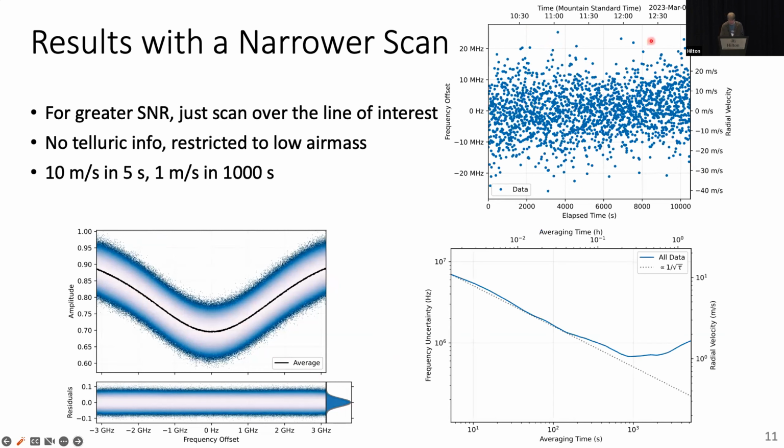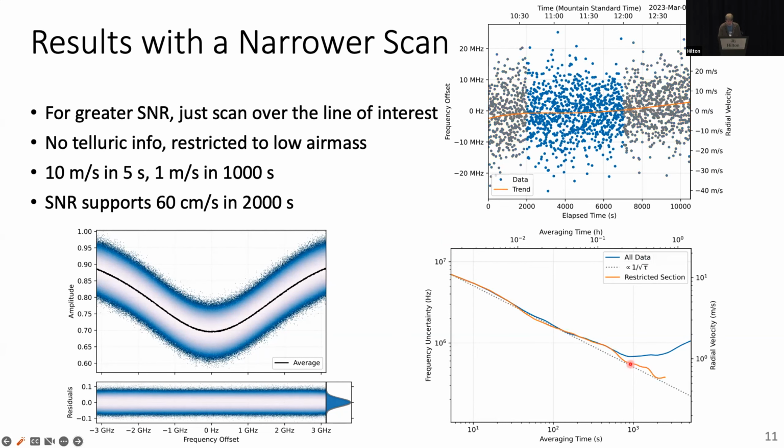What this shows is that starting from a lower point, 10 meters per second instead of 15, we can indeed get down to the 1 meter per second level in a shorter time period and without any other correction. If we further restrict the time series to just a region with a flatter trend line, we see that the signal to noise ratio of this data can even support precision down to 60 centimeters per second.